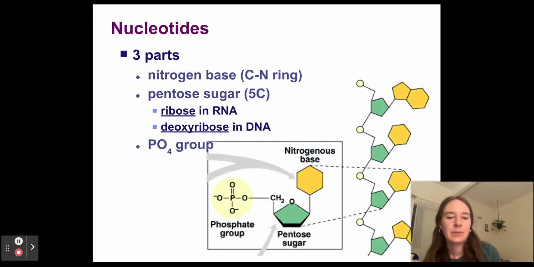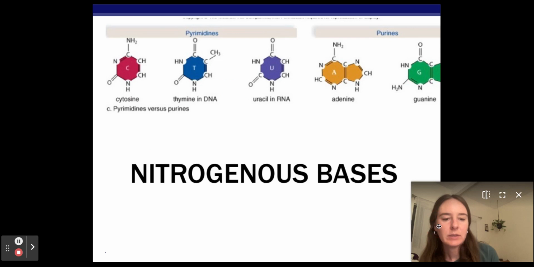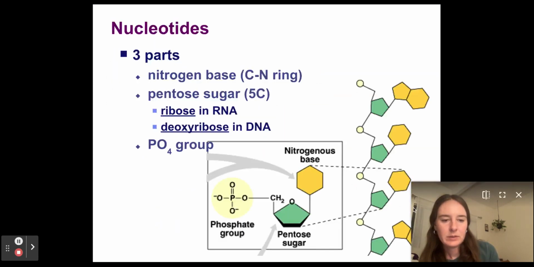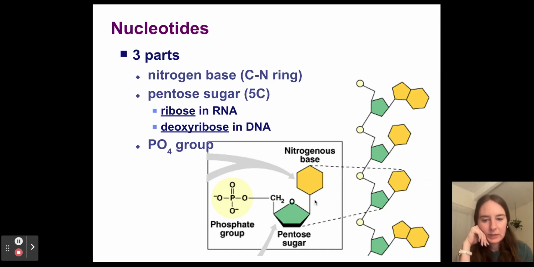Okay, so let's take a look here again just to review. So we looked at one nucleotide. Here's another picture, kind of a different artistic depiction. So once again, let's review. Here's our nitrogenous base. This is made up of a bunch of carbons and nitrogen, bonded to a pentose sugar. So carbon 1, 2, 3, 4, and 5, bonded to a phosphorus. And this is one monomer.